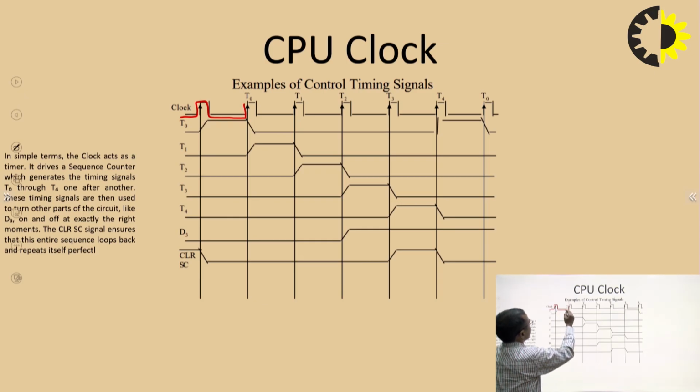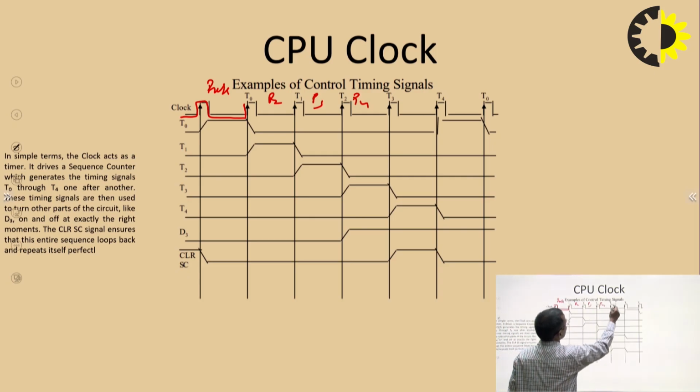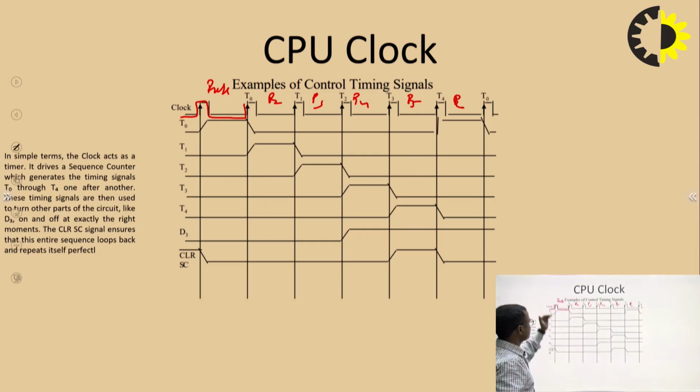Okay, so what is happening? This is the first pulse. This is pulse 2, this is pulse 3, this is pulse 4, this is pulse 5, and this is pulse 6. So it is like a wave. Pulses of the wave are passing. By designing a circuit in the digital world, we can count these pulses. So T0 becomes 1 at this point when the first pulse is coming.